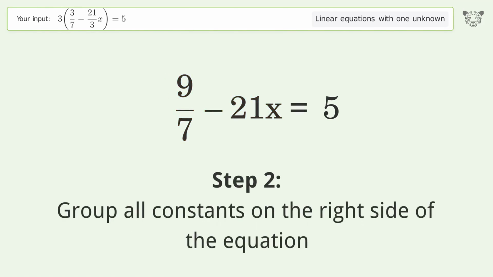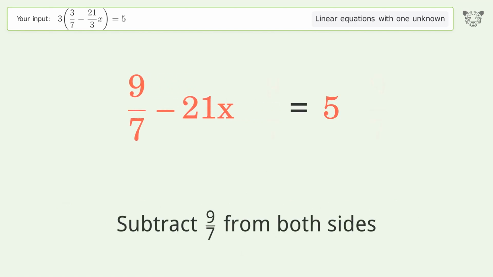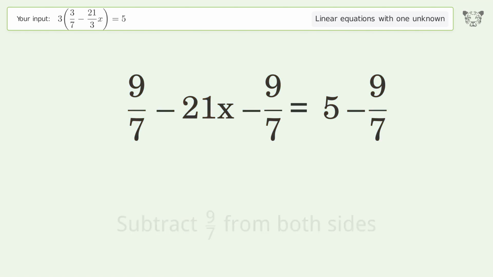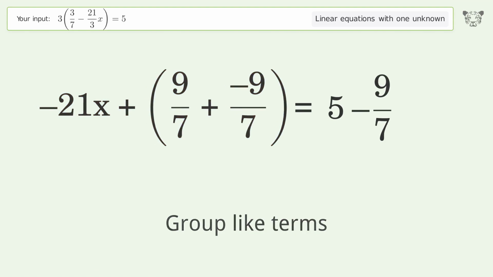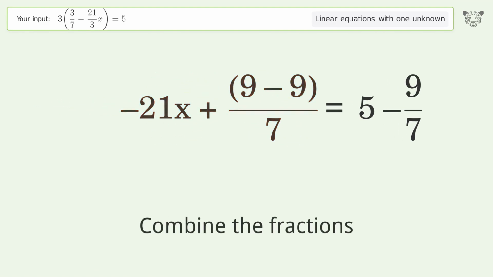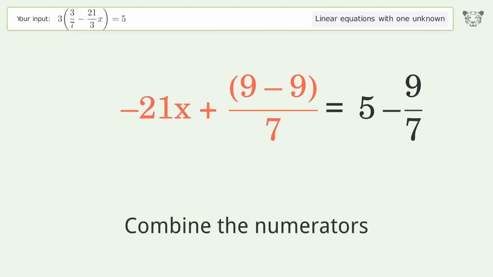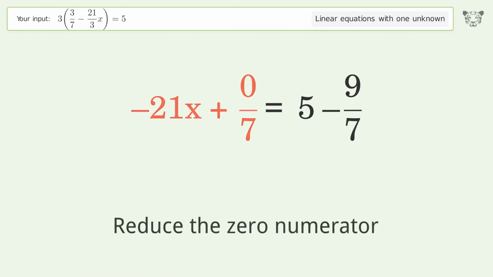Group all constants on the right side of the equation. Subtract 9 over 7 from both sides. Group like terms. Combine the fractions. Combine the numerators. Reduce the zero numerator.